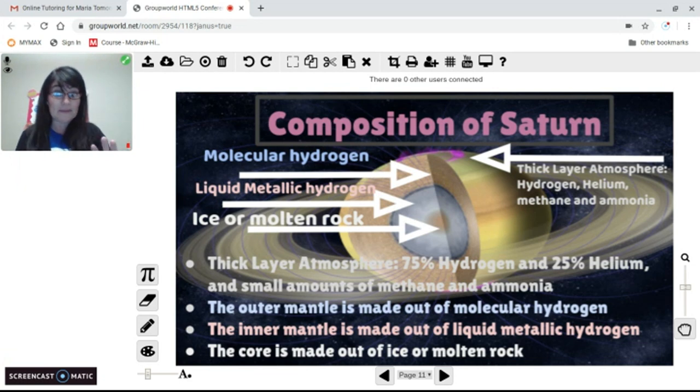Now, let's talk about the mantles. The outer mantle is made out of molecular hydrogen. The inner mantle is made out of liquid metallic hydrogen. And the core, which is the middle part, is made out of ice or molten rock.